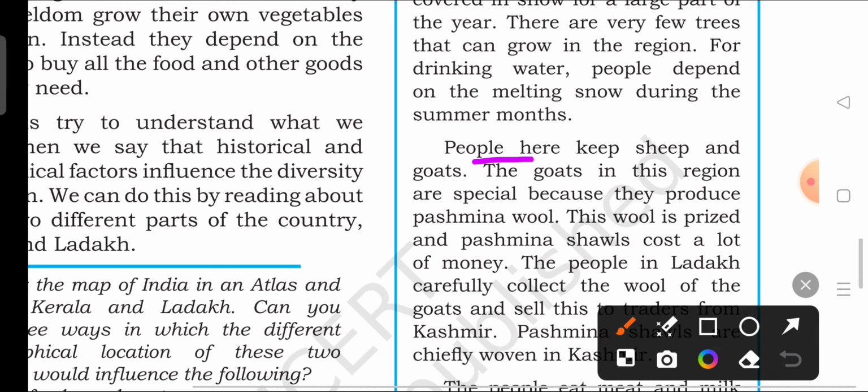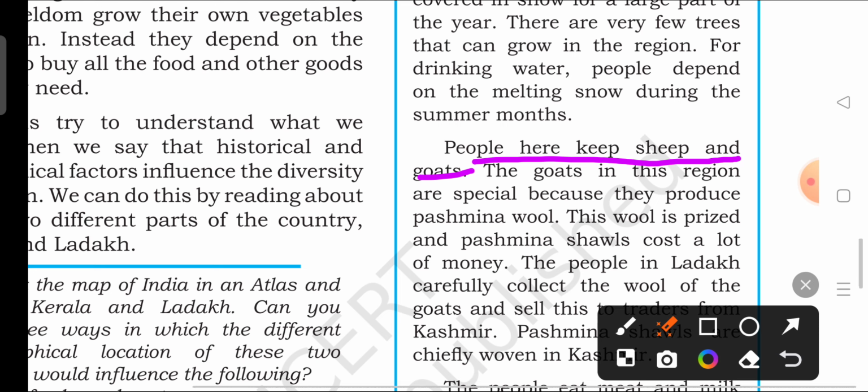People here keep sheep and goats. Their main occupation becomes rearing of sheep also, from which they produce wool, and a special type of wool, the pashmina shawl, is made here, which is very high in cost, and that becomes their source of income as well. The goats in this region are special because they produce pashmina wool.